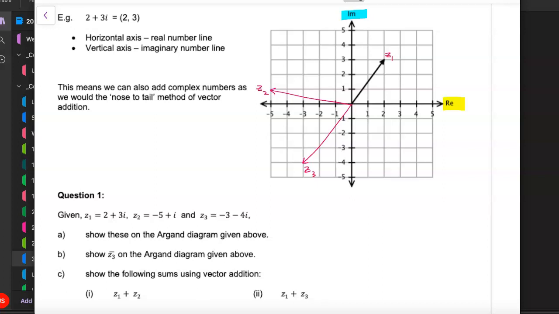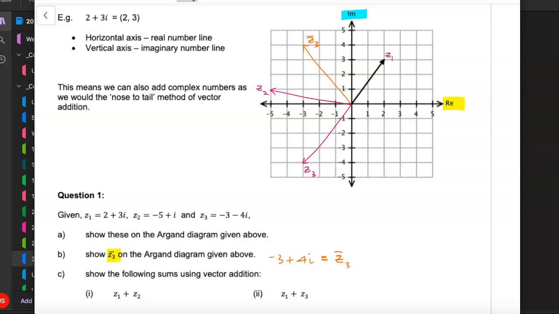So what we're going to do next is show the conjugate of z3. Well, we know the conjugate is a reflection in the real axis, so it keeps the same real part, which is negative 3, and it is the negation of the imaginary part, so it's going to be negative 3 plus 4i. So the conjugate of z3 is drawn in orange.